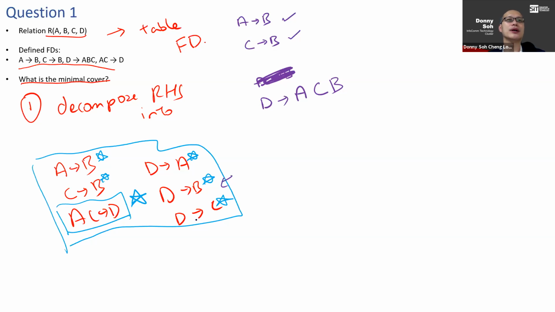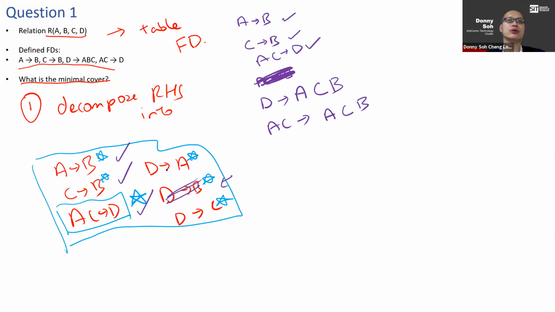And so this will go on, and if we go down this route, we will find that D implies B is not required. Okay, so this is required, this is required. If I were to do AC, I would have A, C, B. I will not be able to find this relationship. So AC imply D is required.